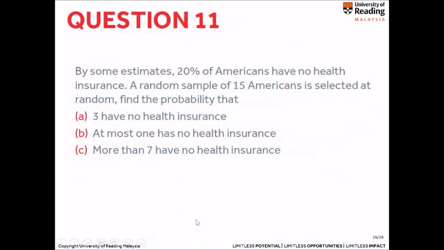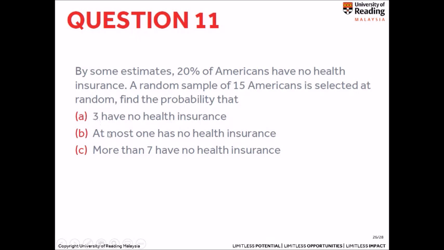Now question 11. By some estimate, 20% of Americans have no health insurance. A random sample of 15 Americans is selected at random. Find the probability that 3 have no health insurance, at most 1 has no health insurance, and more than 7 have no health insurance. So let's look at the working, or you can try to count. You may use the table to help you get the answer, or you may use the calculations.